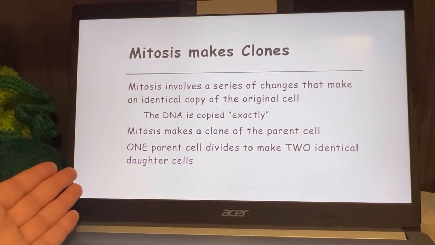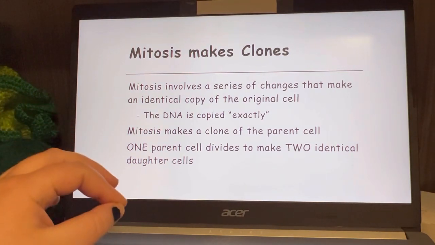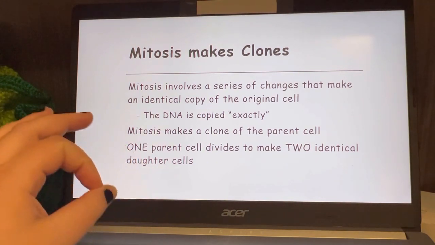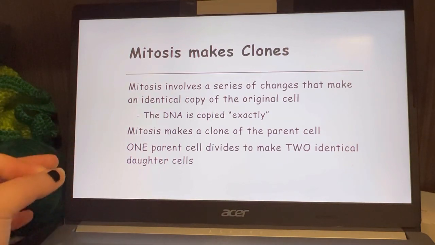Alright, so mitosis makes clones. Mitosis involves a series of changes that make an identical copy of the original cell. The DNA is copied exactly, which means if there's something wrong in your DNA, it will get copied over and over and over again.